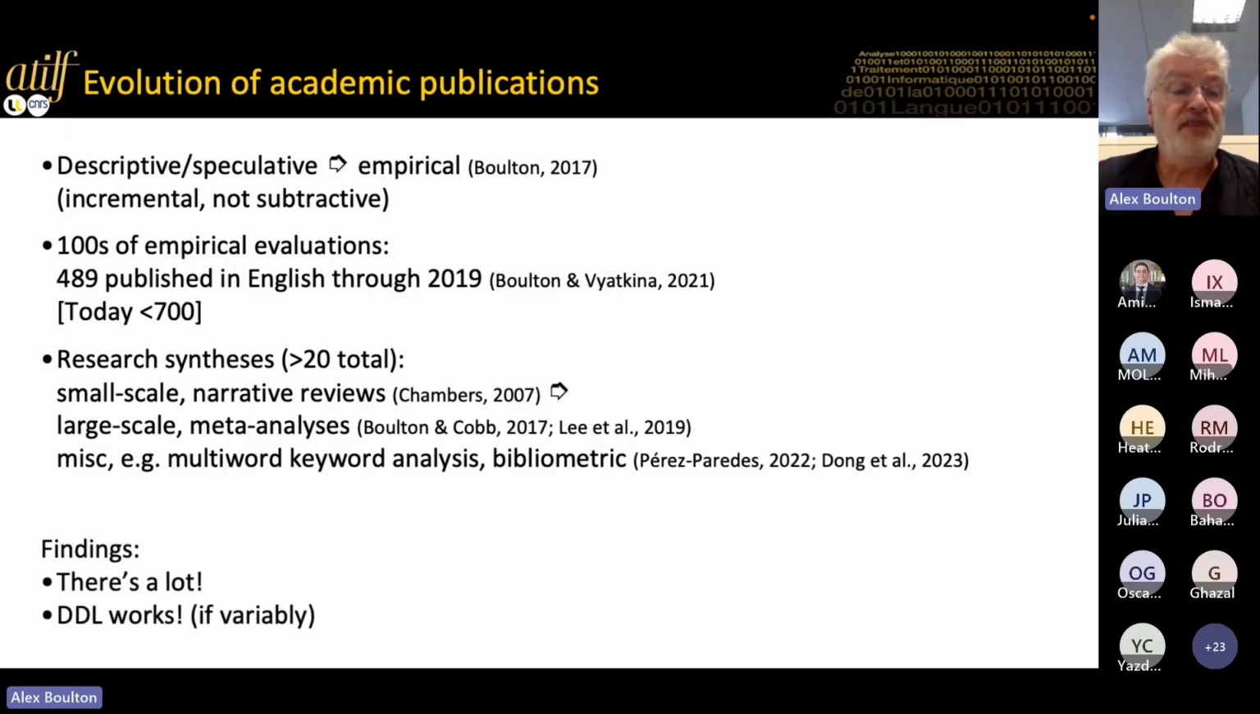So what do we know from syntheses? Well, firstly, there's a lot of research, and you can't know it all well. The second thing is that DDL works. Various syntheses are encouraging, promising. It shows it works, but it doesn't work equally well everywhere. Some studies give better results than others. Some studies are better quality, perhaps, than others. So there is a lot of variety, and that's a variety that we need to take into account in any type of synthesis.